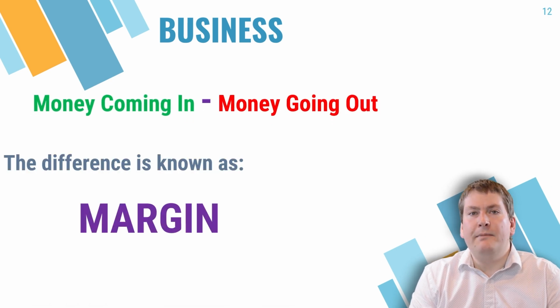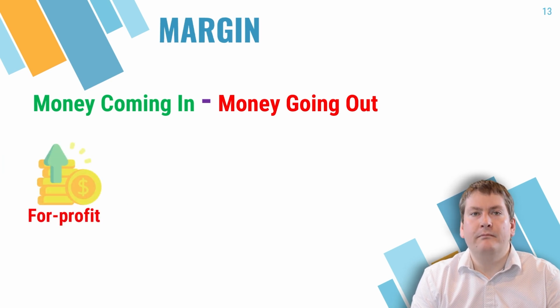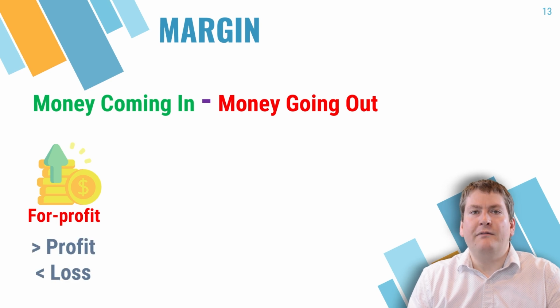The difference between money coming into a business and the money going out is known as margin. In a for-profit company, when we talk about margin, we would say that if the company has more money coming in than going out, it is making a profit. This profit could either be reinvested into the company or given to its shareholders. On the other hand, if the company has more money going out than coming in, we would say that it is operating at a loss, which could be a sign of trouble, or simply that the company is in a pre-revenue startup phase or is going through a period of growth where any profits are being invested back into the company.